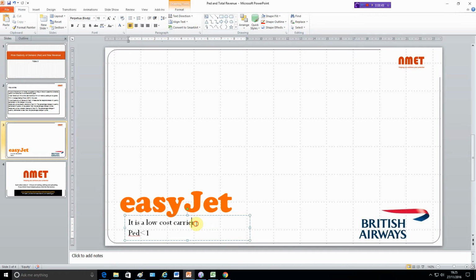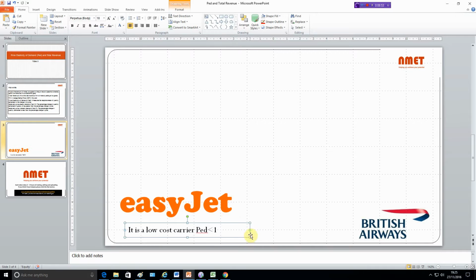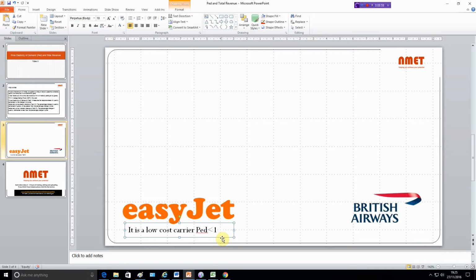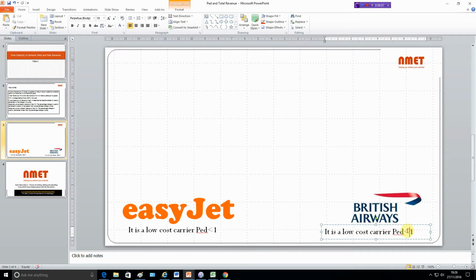On the other hand, with British Airways, is it a low-cost airline or is it considered a premium carrier? British Airways, that is more expensive. It's considered a premium carrier. Yes. Right? And the PED is greater than 1.